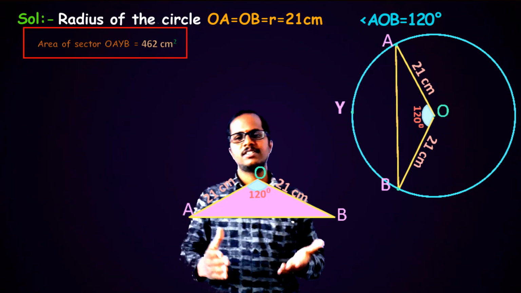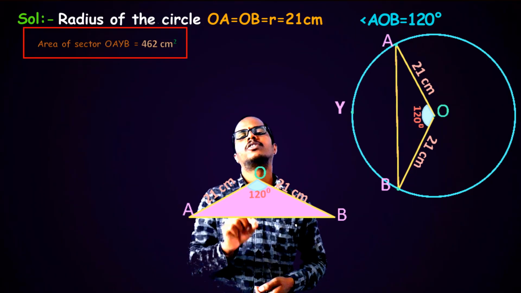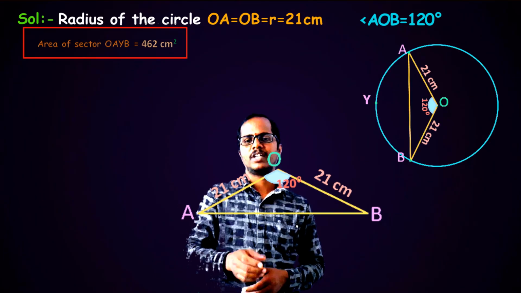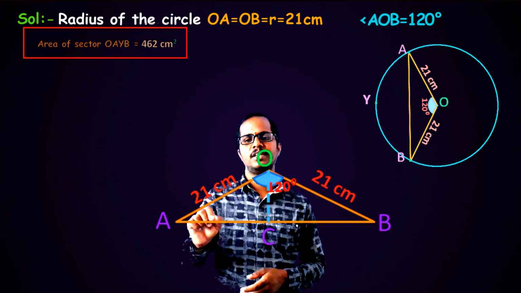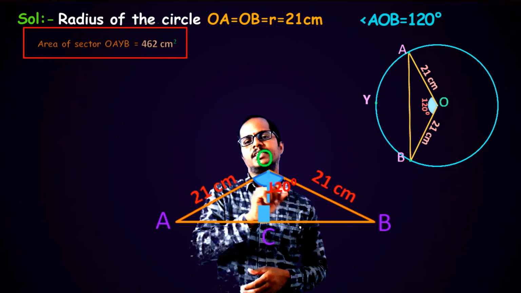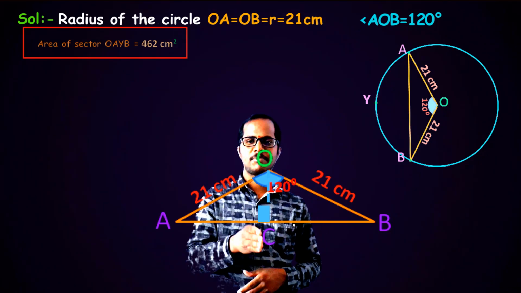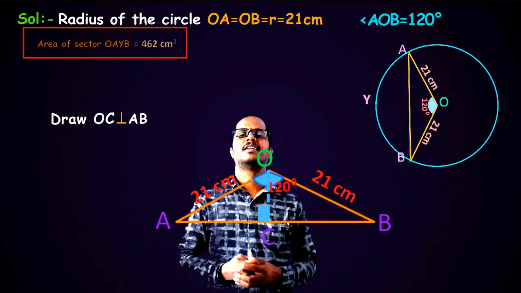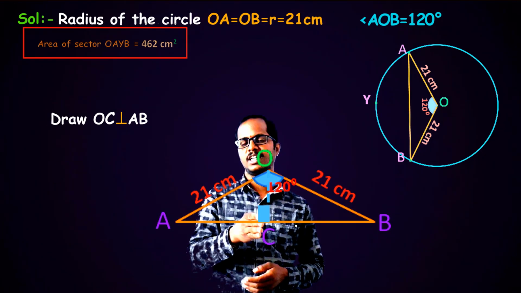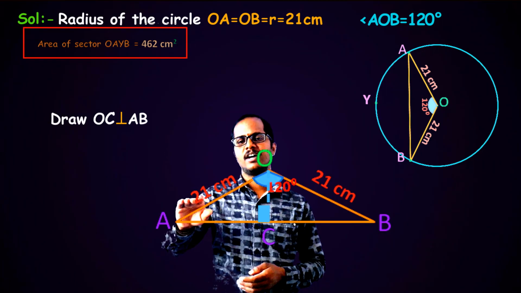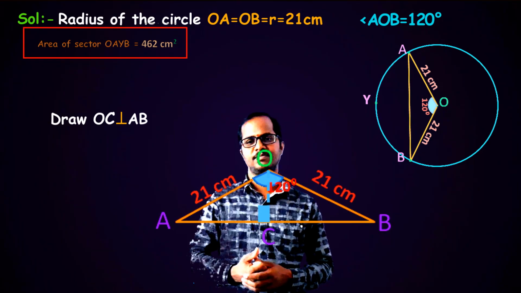For this, first we need to draw a perpendicular line from the vertex O to the side AB. So let us draw a perpendicular line from point O to the side AB, which meets side AB at a point, name it as C. Now OC is perpendicular to AB. Now this perpendicular line OC will exactly meet the side AB at its midpoint.